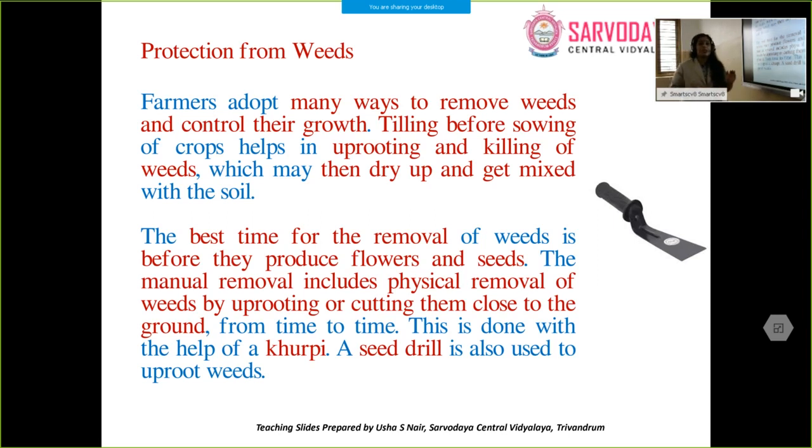Then now I've mentioned weeds. What are weeds? What is weeding? Why is weeding necessary? For today, this is how much I've taught. You have to go through it, it takes time to go through this and understand. And then I've mentioned some of the ways how we can remove the weeds. So I think for today this much is enough.